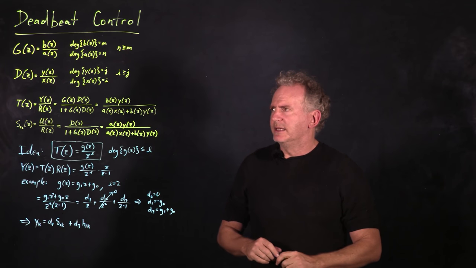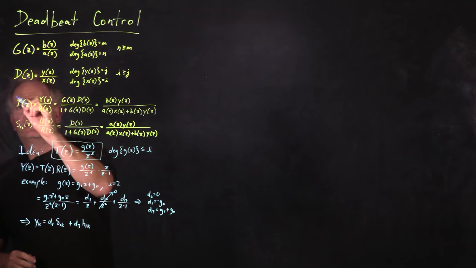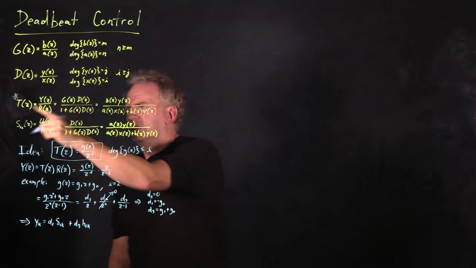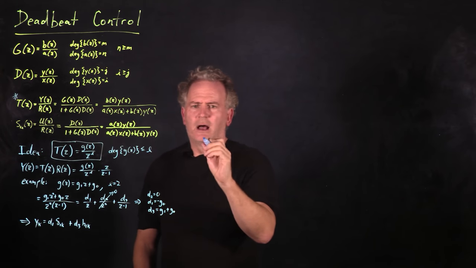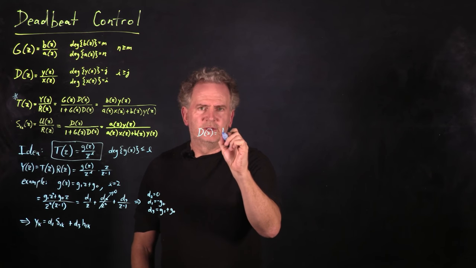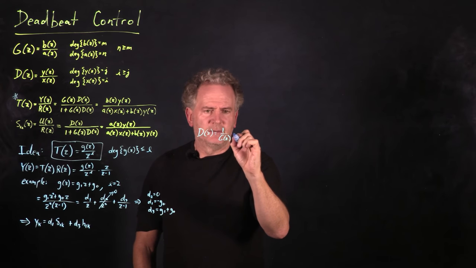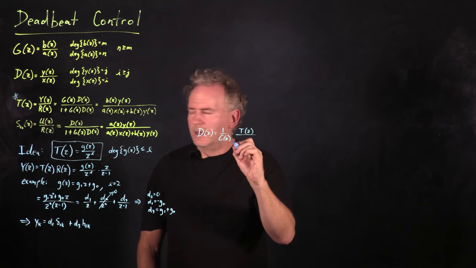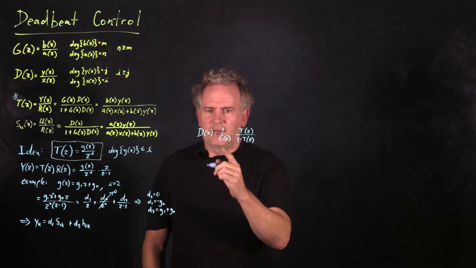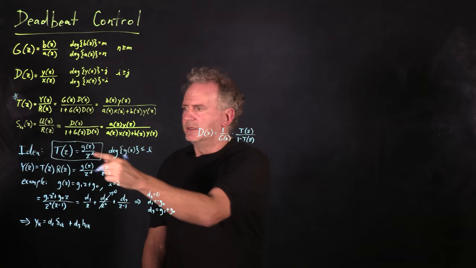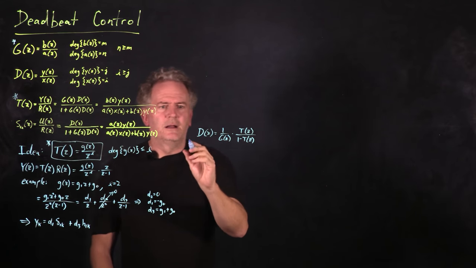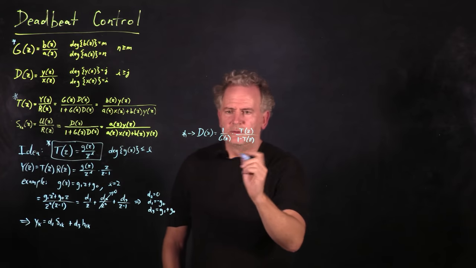We'd like to pursue this idea a little bit. So what I'm going to do is start with this equation, and I'm going to solve it for d. Solving for d in terms of t and g is straightforward to do. What we get is d of z is equal to 1 over g of z times t of z over 1 minus t of z. So we can go ahead and plug in. We have our expression for g of z and our expression for t of z, so we'll go ahead and plug that in to these factors.